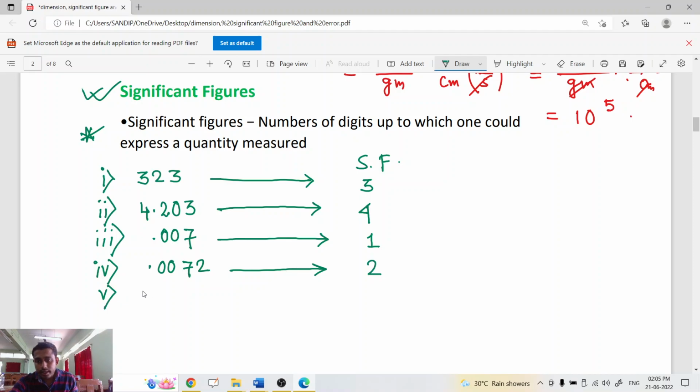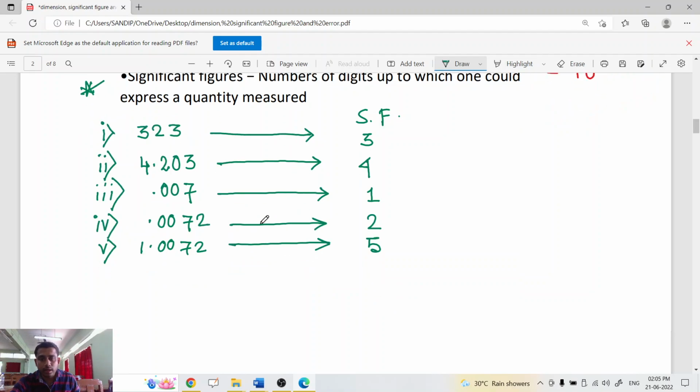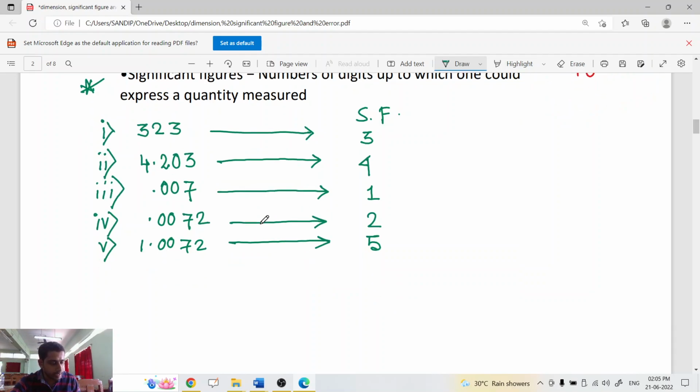Now if I take 1.0072, then what happened? Then you can count all the 0s also. So here the significant figure is 5. So a total of 5 digits are counted as significant figures.